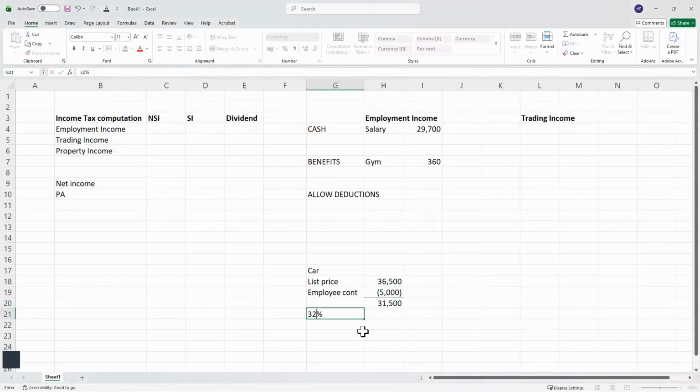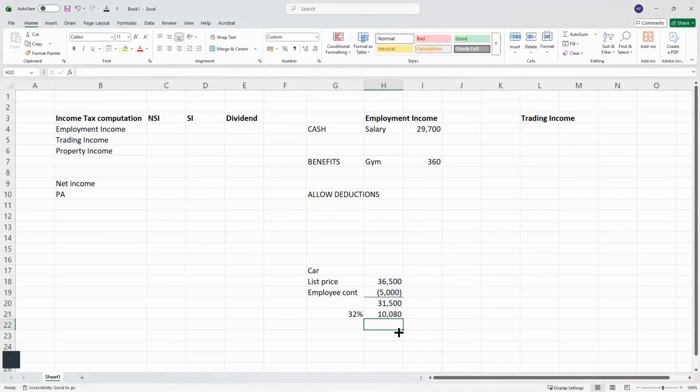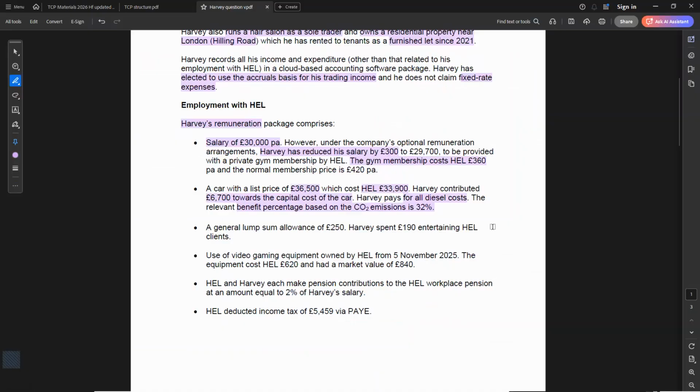We then need to multiply this by 32%. So if we do 31,500 times 32%, we have a benefit of £10,080. So we know we're going to have a car benefit to bring in here of £10,080. We were also told in the question that Harvey pays for all diesel costs. So we know we're not going to need to calculate a fuel benefit here. If we were told that the company paid for the fuel cost, then we'd also need to calculate the fuel benefit. So we can now move on to the next section.